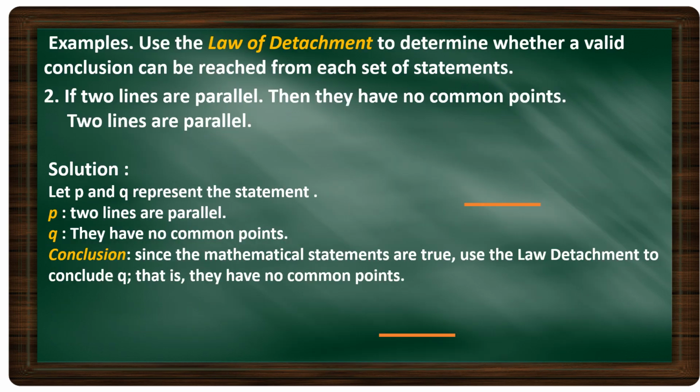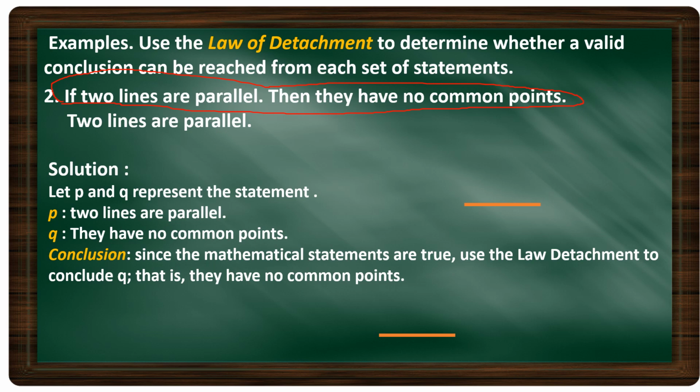Let's have example number 2. Again, we are going to use the law of detachment to determine whether a valid conclusion can be reached from its set of statements. Let's take example number 2. If two lines are parallel, then they have no common points. This is our conditional statement. And we must identify that this conditional statement must be true.